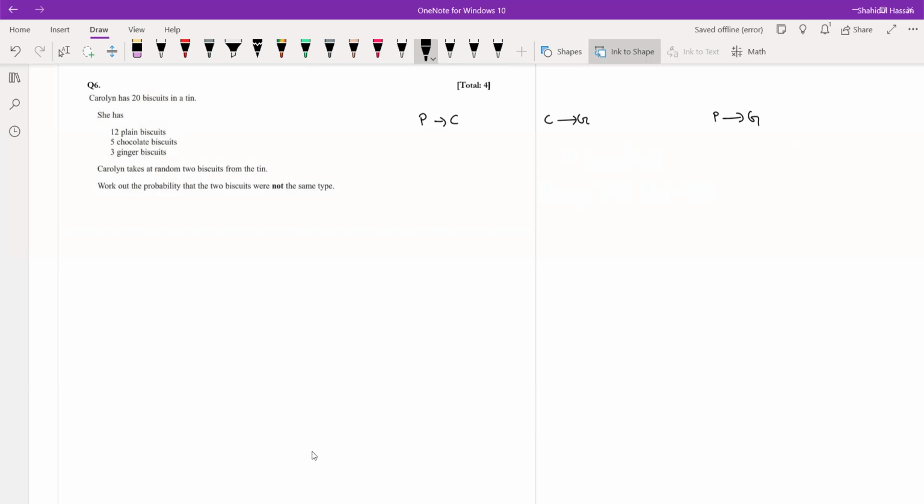The 2 biscuits are not the same type. Therefore, we can have these possible combinations. You can have a plain and a chocolate, a chocolate and a ginger, and a plain and a ginger biscuit. We can also have it the other way around: a chocolate first and then a plain biscuit, a ginger biscuit and then a chocolate biscuit, a ginger and a plain. And these are the 6 combinations possible. There are no other combinations apart from this. Are we good, sir?